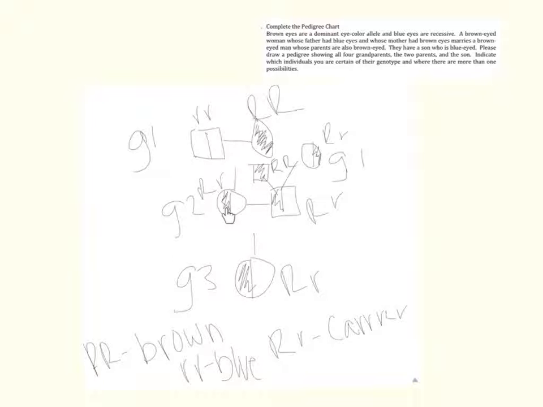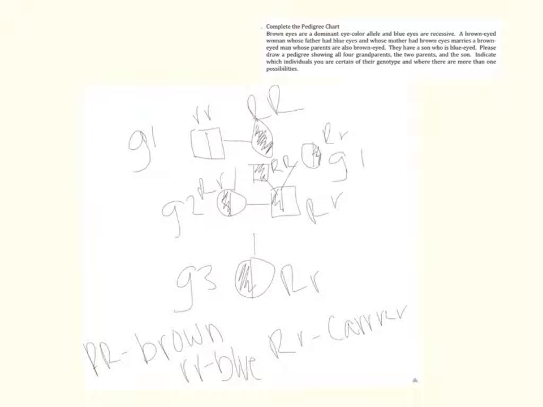So she's going to come down here. She's a carrier of the blue eyes, but she comes out with brown eyes because brown eyes is a dominant trait over the blue eyes. But she's still a carrier. And it says that she marries a man who has brown eyes, who would have to be fully brown-eyed, and she would be a carrier of the blue eyes, because they have a son, which is blue-eyed.